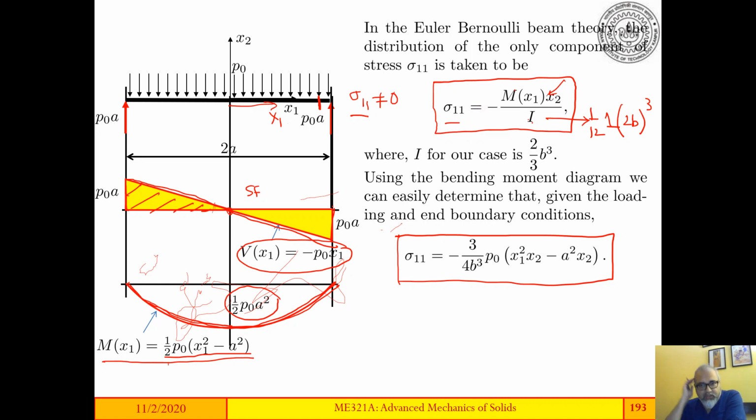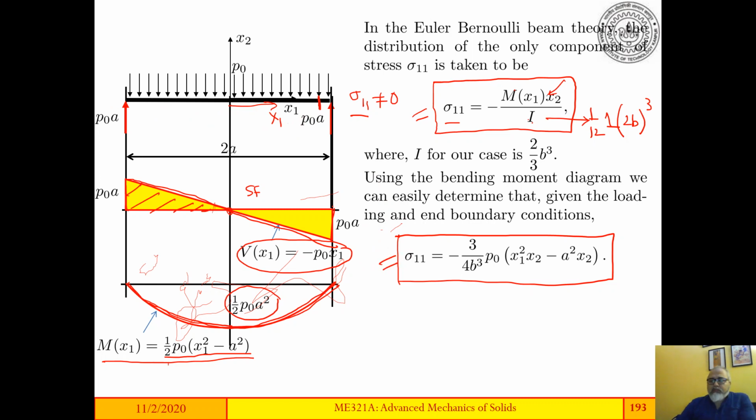It is a linear function of the y distance from the neutral axis, and is also proportional to the moment at the cross section that you are considering. So considering that this is your stress, and then putting the expression for moment for a distributed load, this is the final expression for the stresses.